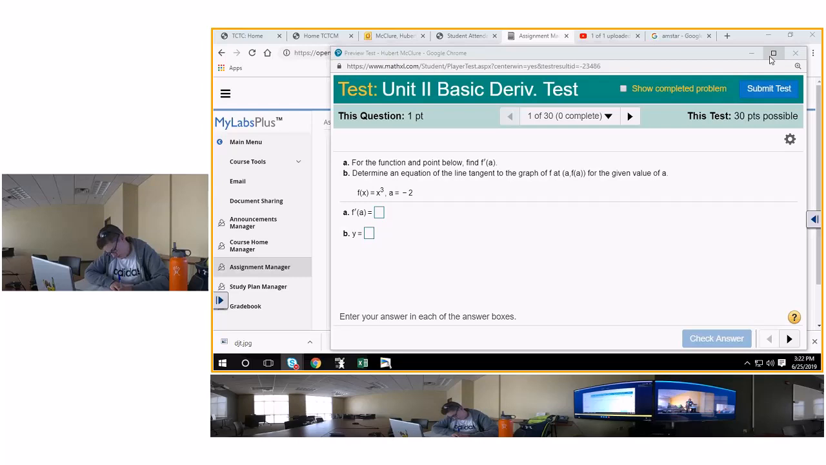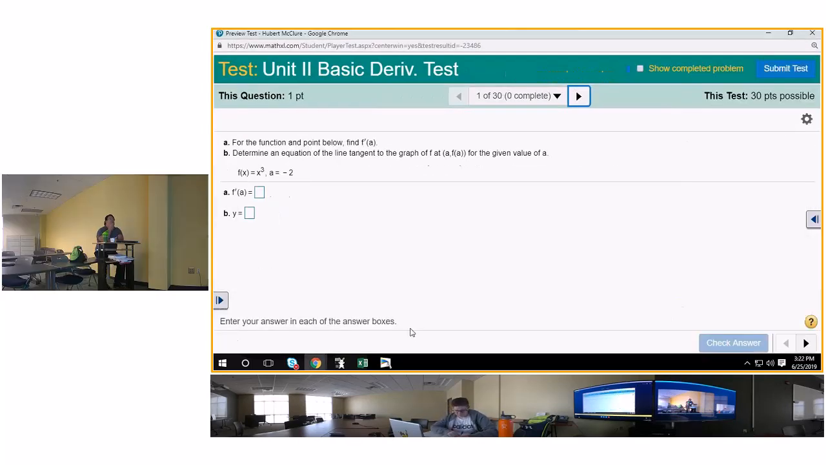The question says, for the function and point, find the derivative, and then determine an equation of the line tangent to the graph at x equals -2 for the given value. And we did that in class. I'm not going to do all of them, but we'll do a few. So go ahead and write that down.